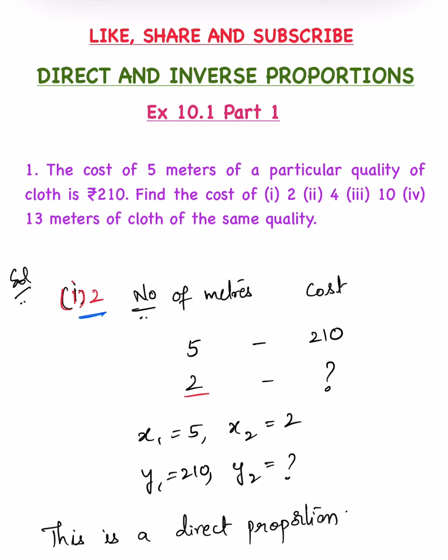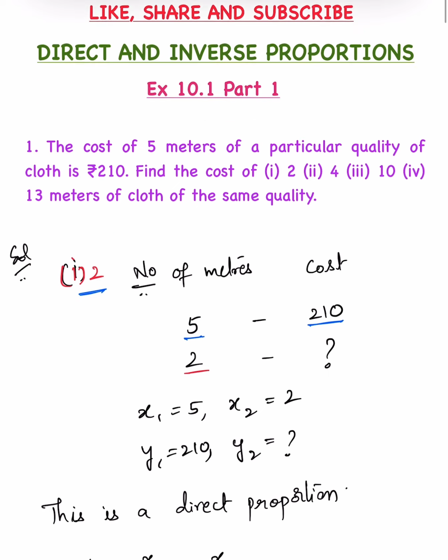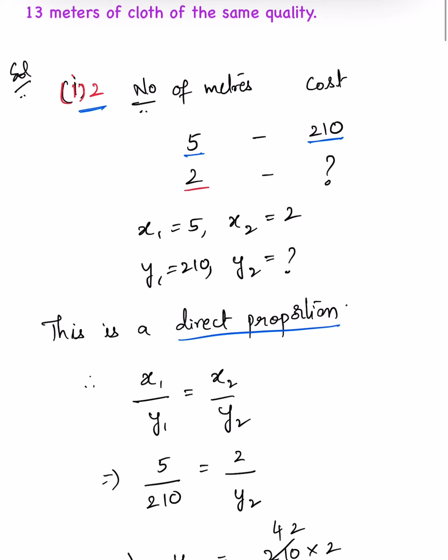So here, for 5 meters of cloth, the cost is 210. We have to find out the cost of 2 meters of cloth. Because this is in direct proportion, we have a formula: x1 by y1 equal to x2 by y2 is equal to some constant. So this is the constant of proportion. What is x1 here? It is 5. What is x2? It is 2. What is y1? It is 210. What is y2? We have to find out y2.